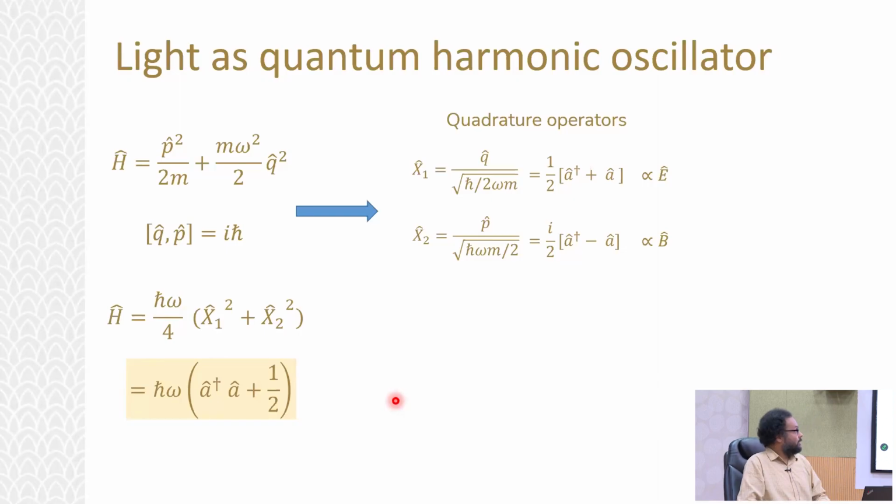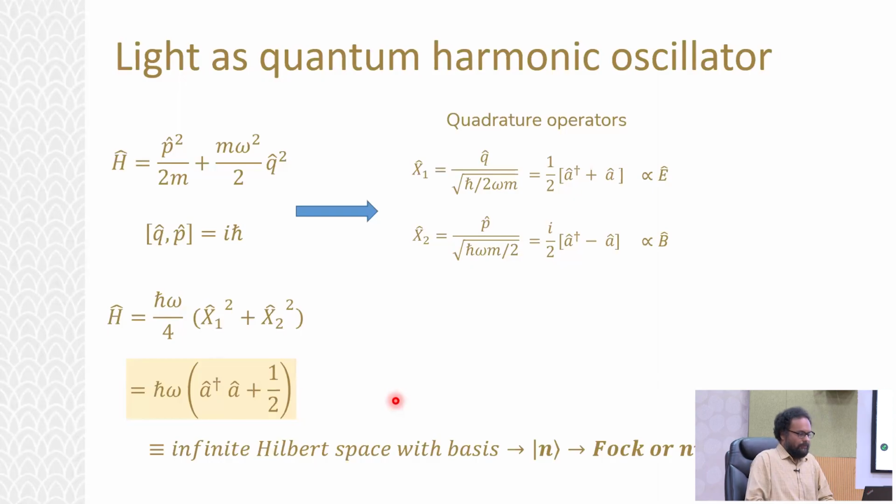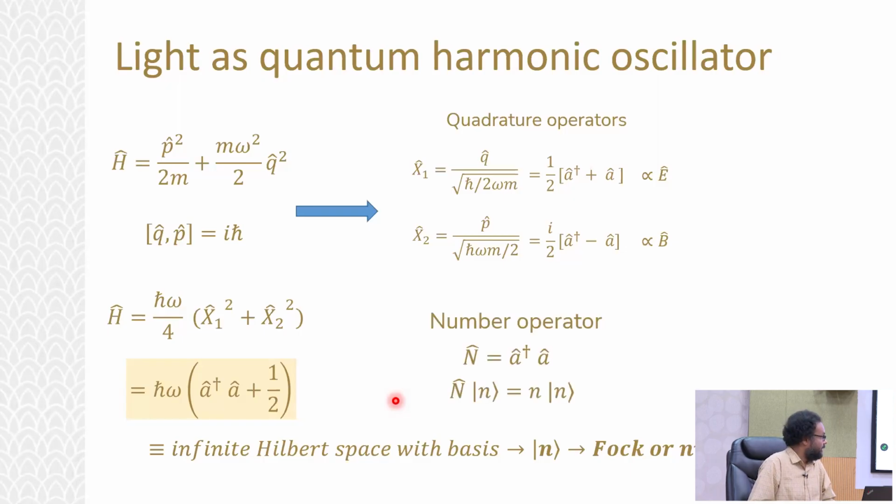Now it so happens these quadrature operators can be shown, each of them, to be proportional to your quantum mechanical electric and magnetic fields. Again, not going to show that, but it can be shown. Now this Hamiltonian here acts on an infinite Hilbert space with the basis being the number states. Again, this is basic quantum mechanics. Sometimes we also call the number state a Fock state, where the number operator is A dagger A. When it acts on a particular mode n, it gives n, the number of photons in the mode. Right? That's the number operator.